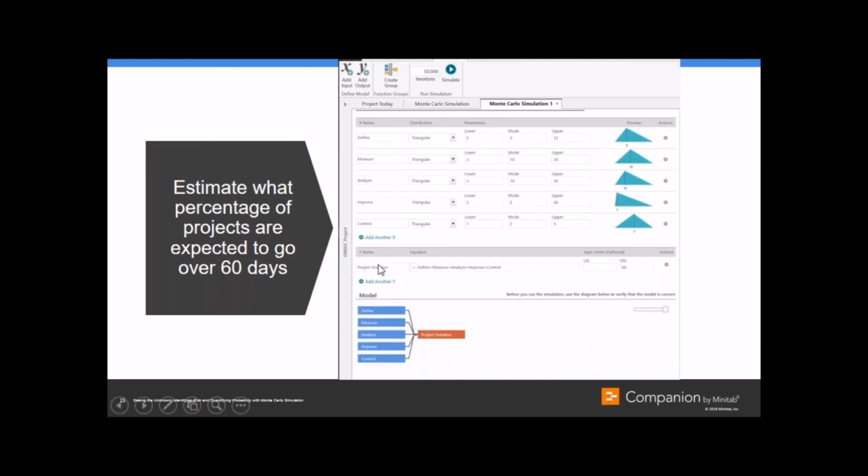And here I have my equation. So you set your equation, and like I said, in this first example, it's a very simple equation where I'm just summing up each of these different steps. I have an upper spec of 60, and here I just have a visual of that model, with these 5 different inputs coming into one output. So then I would click simulate.